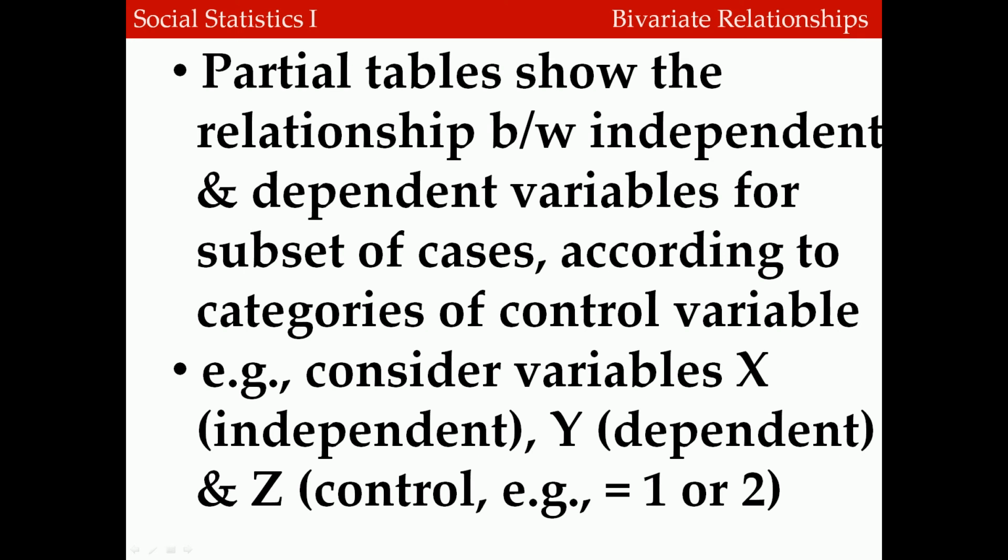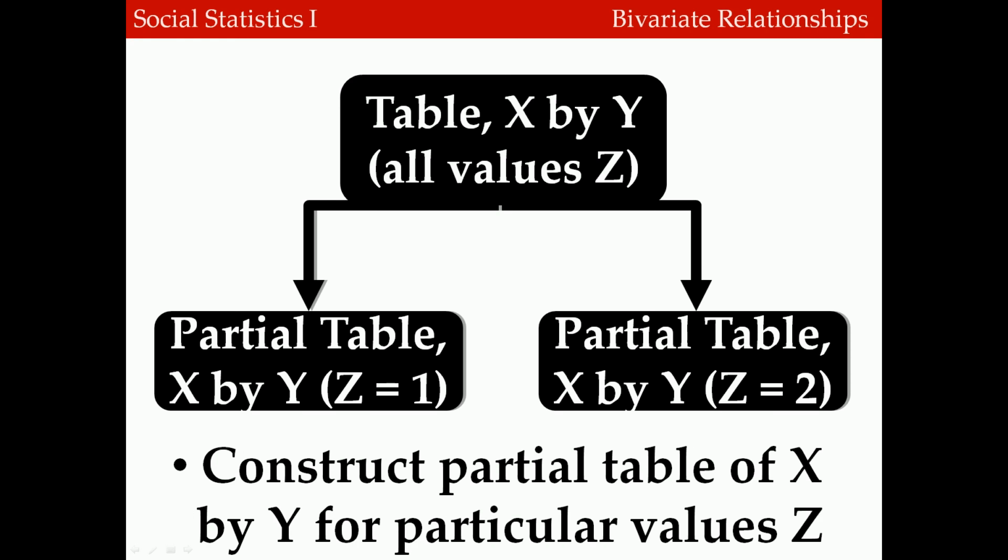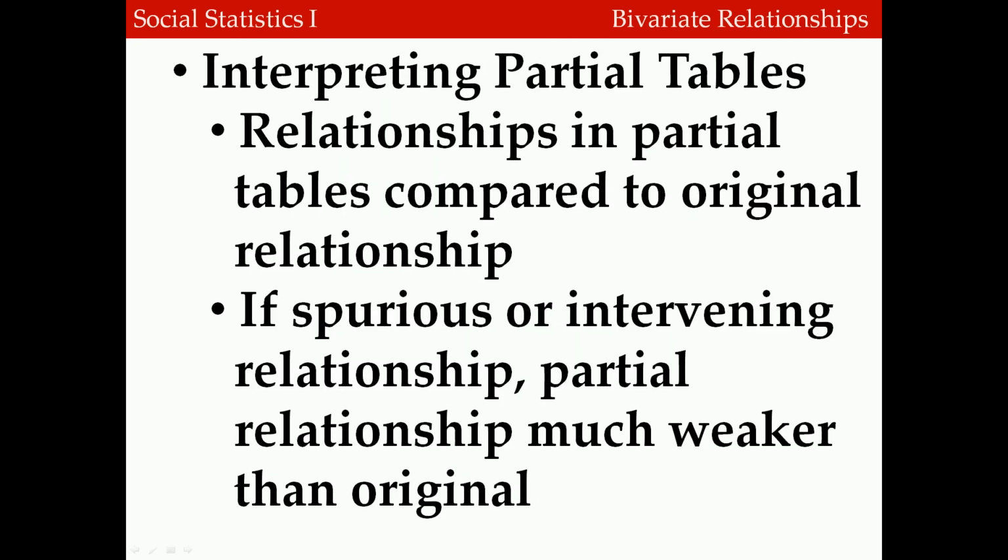So if we use the variable x to refer to an independent variable, y to refer to a dependent variable, and z to refer to a control variable, and let's say that z takes on values of either 1 or 2, we can make a partial table by taking the original relationship of x and y and separating it into separate tables. One for the relationship between x and y when z is equal to 1, and the other for x and y when z is equal to 2. And then we just interpret the relationships we find in the partial tables, and that tells us whether we have an intervening, spurious, or conditional relationship.